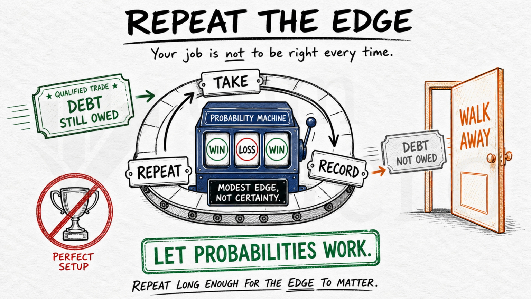No setup works every time, and you shouldn't want one that does. Your job isn't to be right. It's to keep taking the trades where the market still owes something, to walk away from the ones where it doesn't, and to repeat that long enough for the probabilities to do the work they were always going to do.